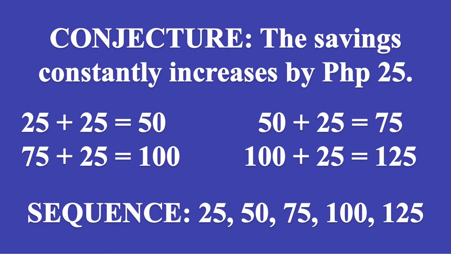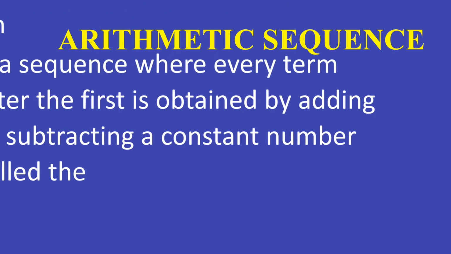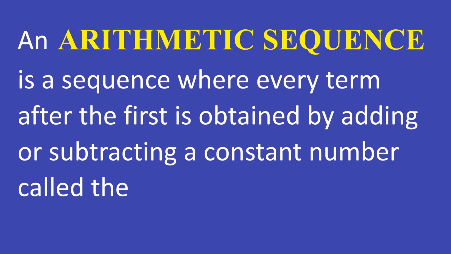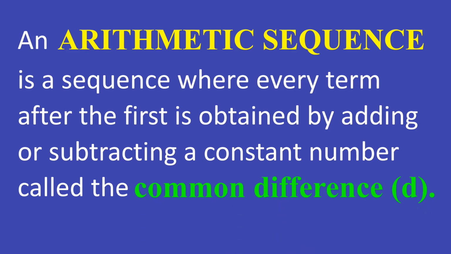With the 3 given examples, how will you now define the arithmetic sequence? What is the condition in order for you to say that a sequence is arithmetic? An arithmetic sequence is a sequence where every term after the first is obtained by adding or subtracting a constant number called the common difference d.